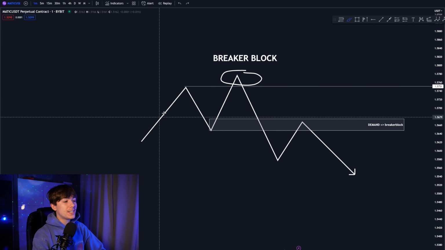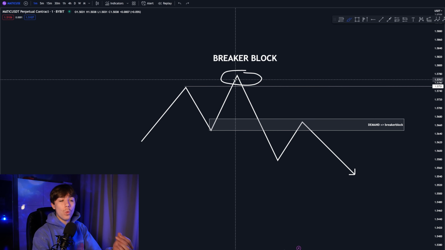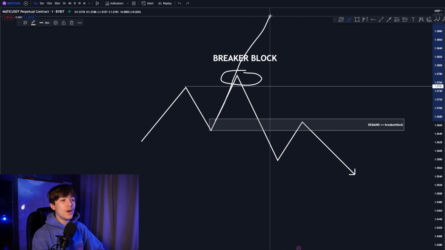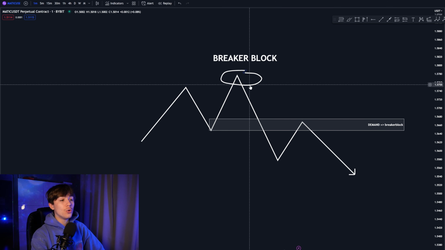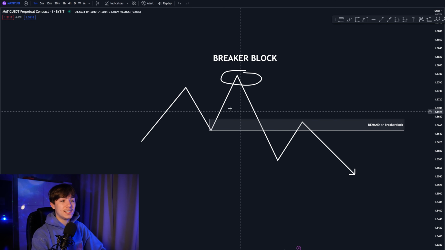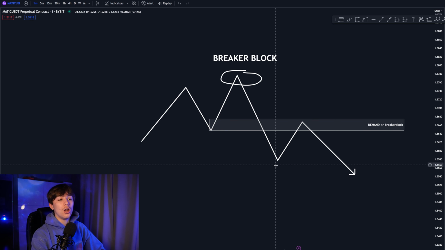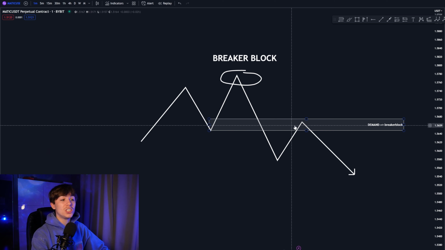So recap, price makes a higher high, then a higher low, then price makes another higher high, but a very weak one. You don't want to see price making a very strong higher high, because then you don't want to anticipate a possible bearish breaker block. So what you want to see is a very weak break of structure. This line is the break of structure, and then you want to see a very aggressive move towards the downside. Basically price ignores this demand zone and breaks through it with a lot of momentum, and that is where you want to anticipate a possible short right here once price retests this demand zone, which is now turned into a breaker block.